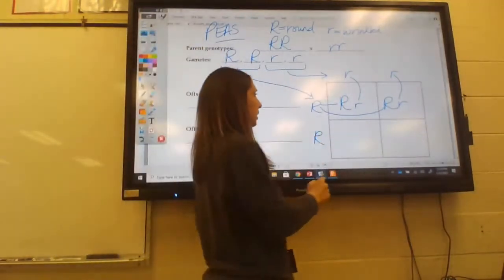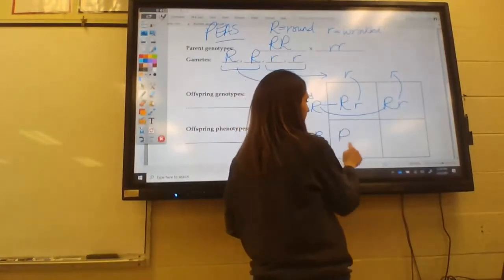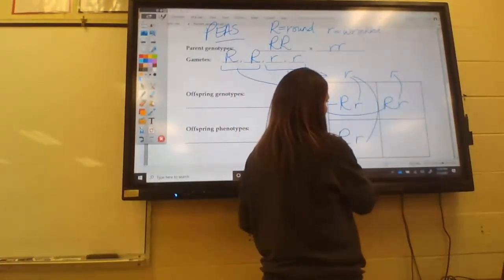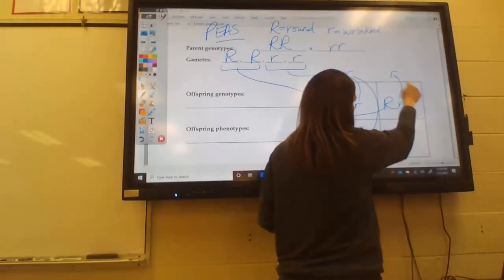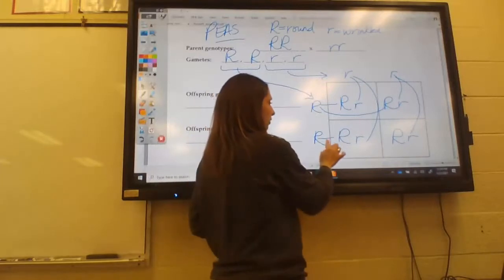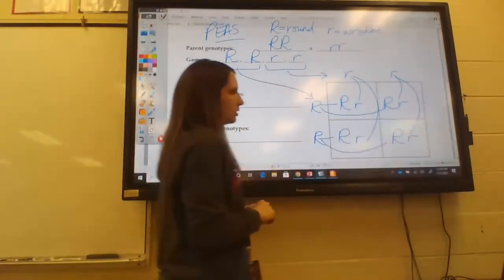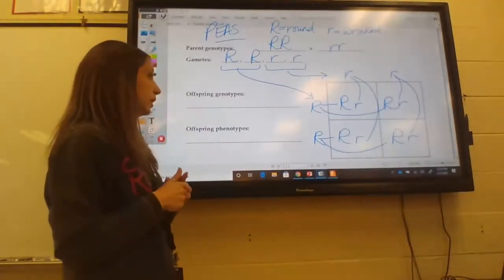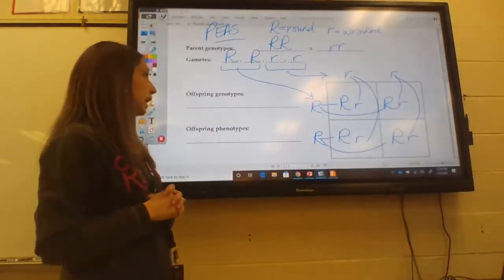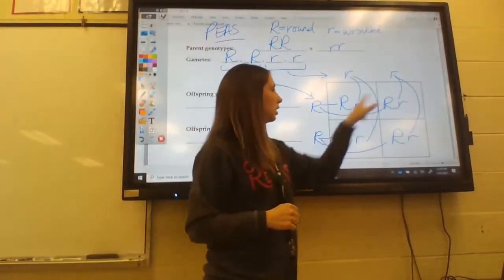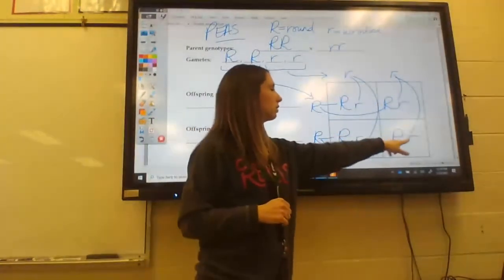For this row here at the bottom, again, I have a big R here, and I have a little r here, and then I have, again, a big R here, and another little r there. So these get passed down just based on kind of dragging these through this Punnett square chart, okay? That's how we write them out. For this one, it's pretty simple. I only have one genotype. I have big R, little r, big R, little r, big R, little r, and big R, little r.